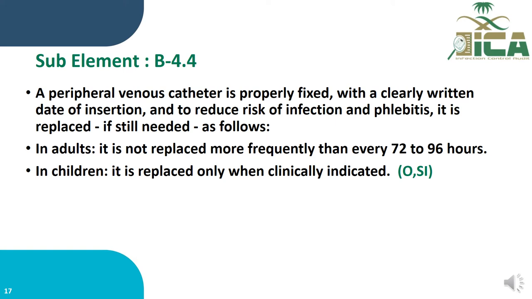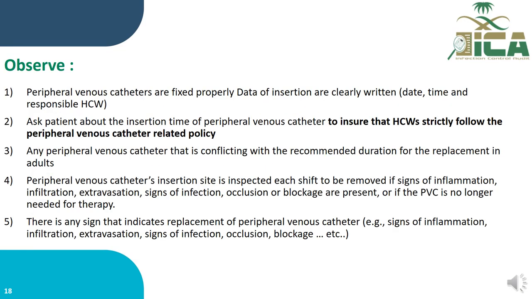For this sub-element, we need observation and also a staff interview, so we can evaluate and do the audit. For the observation, you need to visit a number of patients to observe the fixed peripheral venous catheter, and you can assess if the catheters are fixed properly. It's better if they use a transparent sterile dressing. You also need to check that the date of insertion is clearly written, with the date and time and the responsible healthcare worker who inserted the peripheral venous catheter.